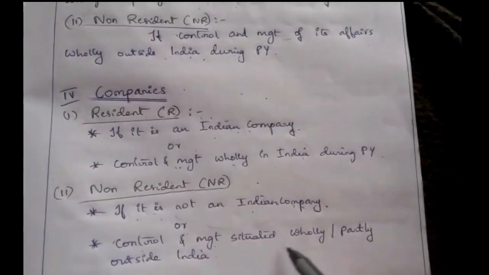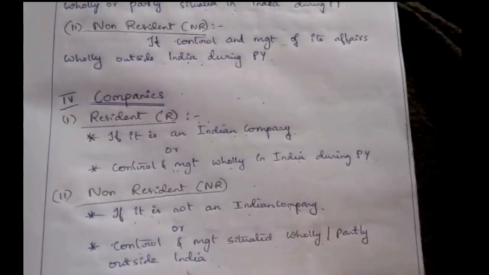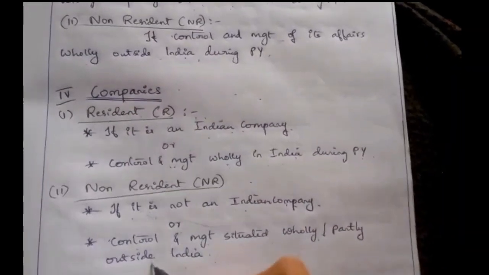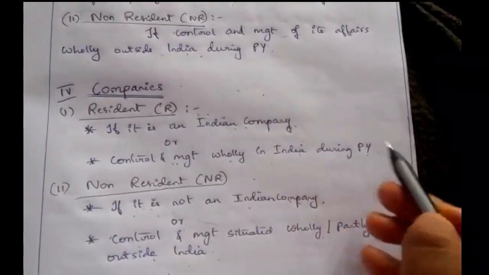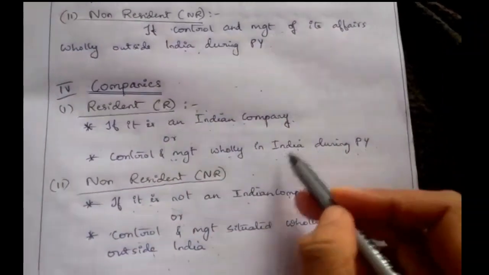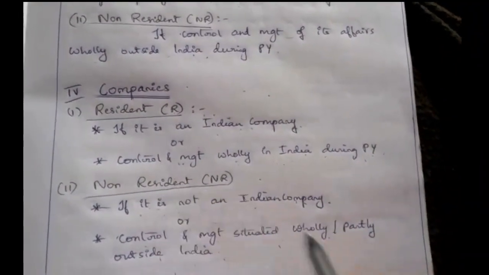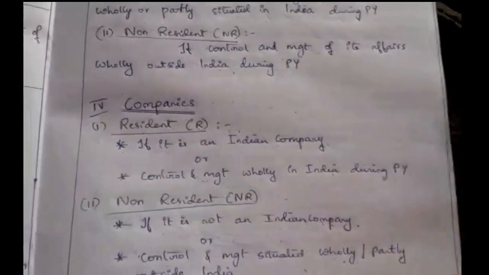Or if control and management is situated wholly or partly outside India, partly in India or partly outside India, then they are non-resident. Here in the case of companies, the control and management should be wholly in India to become a resident. If it is partly in India, then they will become a non-resident. This is about the residential status of assessees.